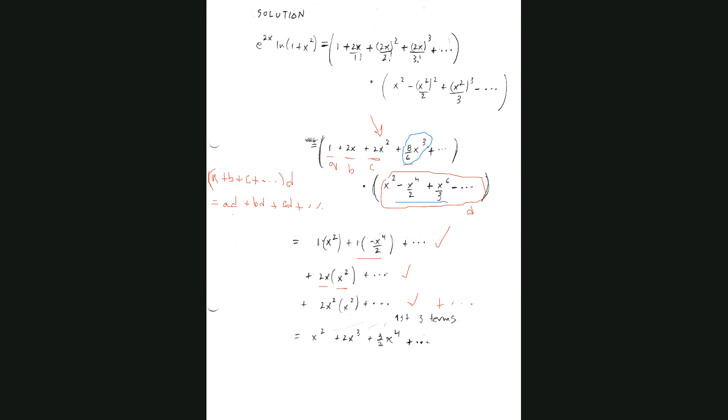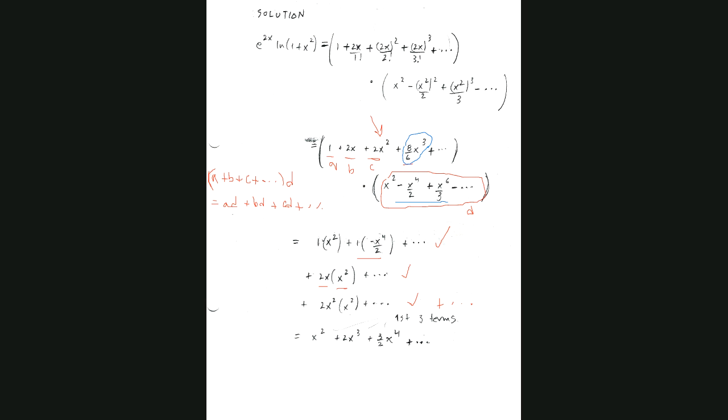6x cubed times x squared. What's the degree of that term? 5. All right, John, good. What's the degree of the next term? 6x cubed times negative x to the 4th over 2. What's the degree of that term? That's right, Robin, 7. So very good.